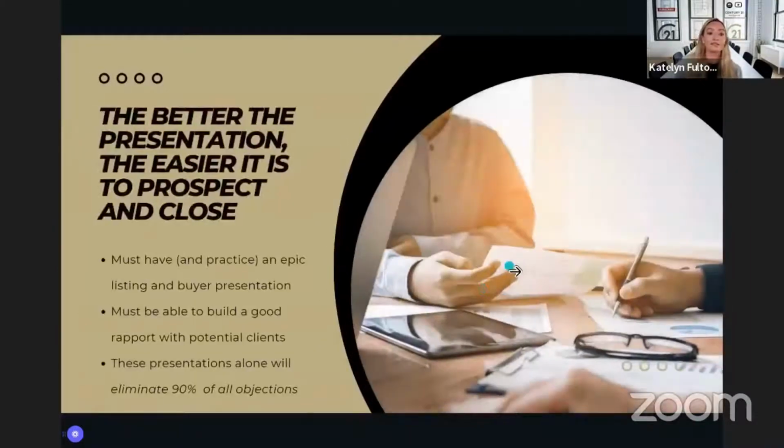So the better your presentation, the easier it is to prospect and close. So you must have and practice an epic listing and buyer presentation, and you must be able to build good rapport with your potential clients. Just by having a strong presentation alone, you're going to eliminate 90% of the objections you're going to get on a presentation. And we'll talk about that as well.